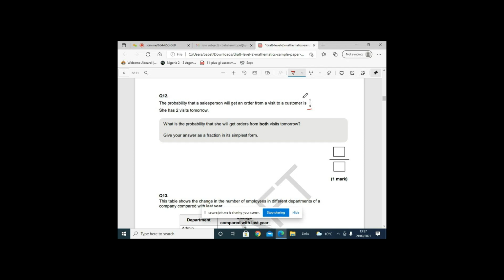1/4 means she's getting an order from one customer. So then, what's going to be... That's 1/4 customers. So is that what you get, an order from both customers? 2/8? You know, each day she has 4 customers, isn't it? No. Use it now. If the probability of getting an order from one customer is 1/4, that's the first visit. The second visit is also 1/4. So you now multiply it together. So it goes 1/16. That's all.